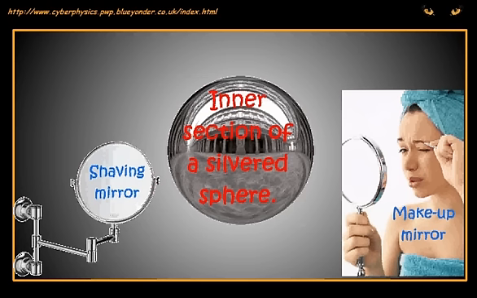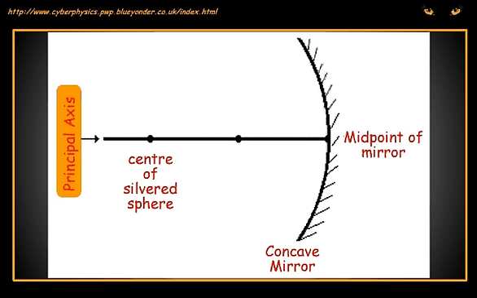Concave mirrors can be thought of as being made from the silvered inside of a sphere. If we look at a sphere that was silvered on the inside and chopped off a section, we would have a concave mirror. The line passing through the center of the sphere, meeting the mirror at the exact center of the mirror, is the principal axis.